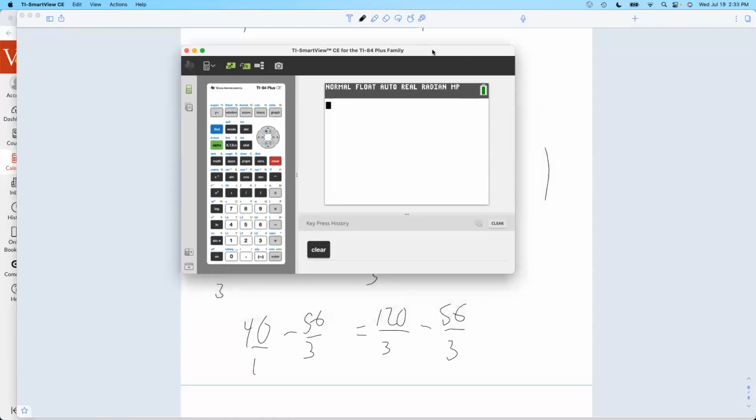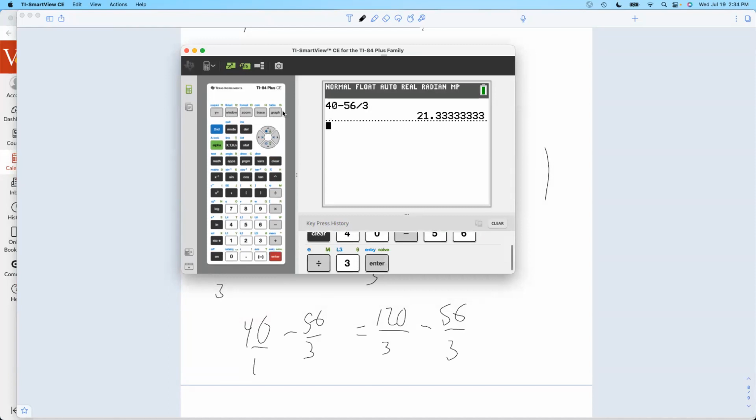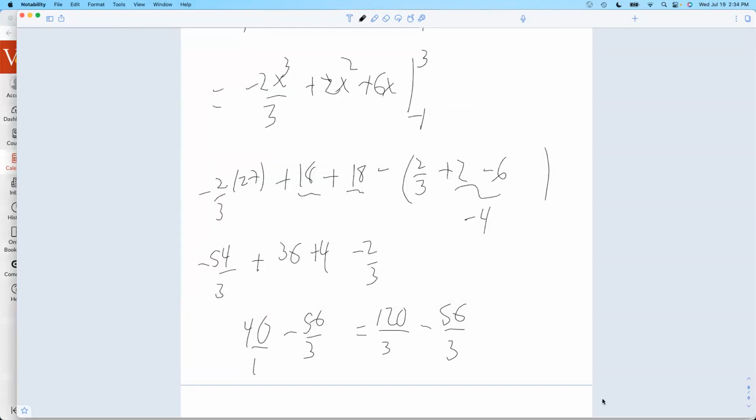I'm just going to do 120 minus 56, but if your calculator is smart, I could do 40 minus 56/3, hit enter, and then go under math, into fraction, hit enter again. There we go, 64. So that 120 minus 56 is 64. So 64/3. We're almost done.